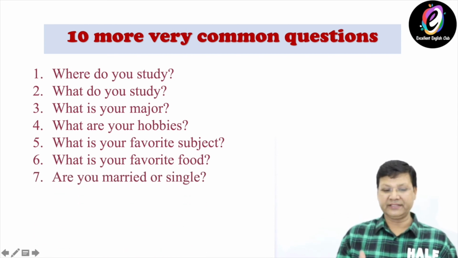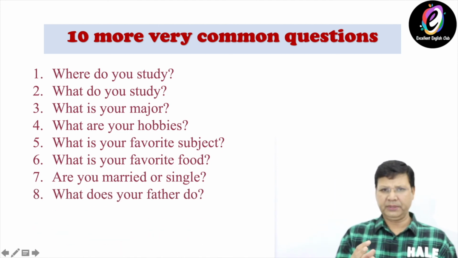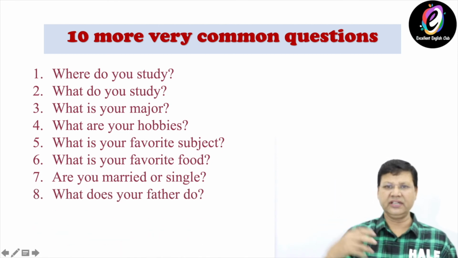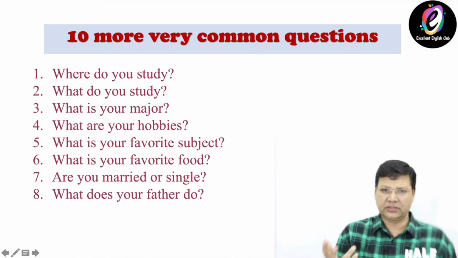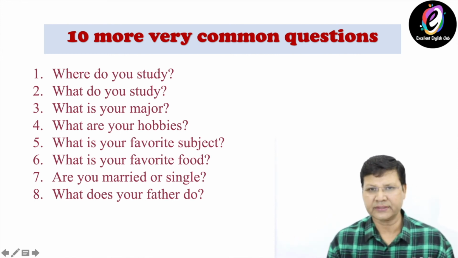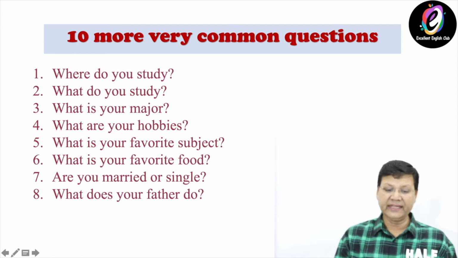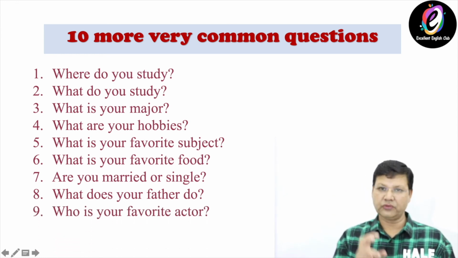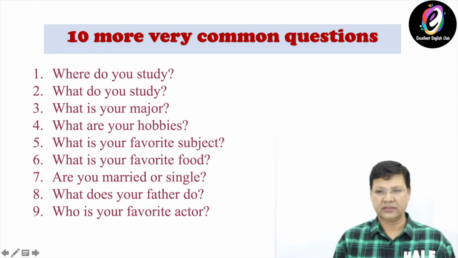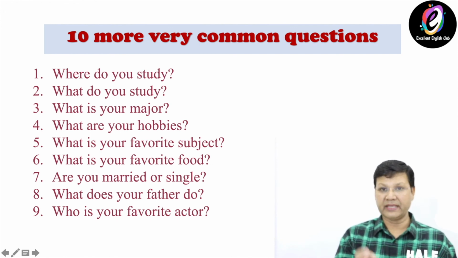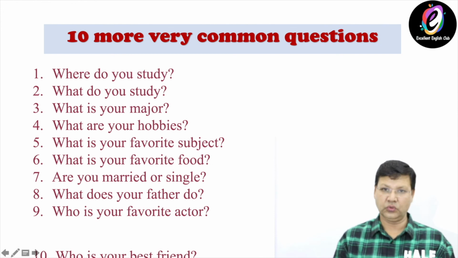Then number 8, what does your father do? Sometimes people add some sentences which are related to your family also, especially your father, brother, sister, like this. So what does your father do? You can say my father is a doctor, or my father is a teacher, or my father is retired, whatever you say. Number 9 is, who is your favorite actor? Means, for example, somebody says, my favorite actor is Shah Rukh Khan, Salman Khan, Tom Cruise, anybody. The last one is, who is your best friend? Very interesting question. Who is your best friend?